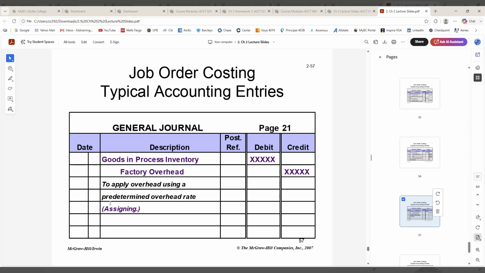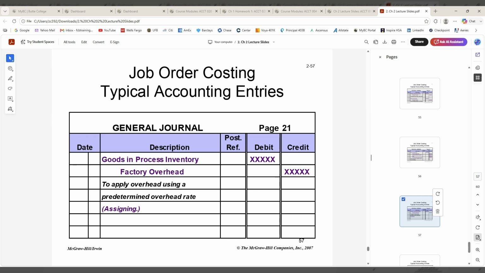Right? And we're doing this by using that predetermined rate. So question number 9, the specific answer it's looking for is the journal entry used to assign overhead to WIP. That would be debiting WIP, crediting factory overhead or manufacturing overhead.